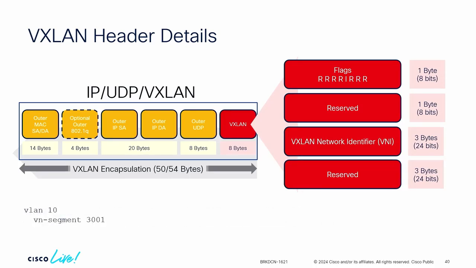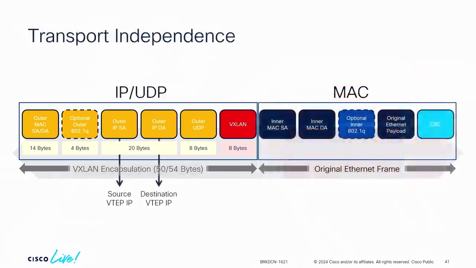Now, to configure it is pretty straightforward, right? If you configure this via the CLI, you would configure a VLAN, and then under that VLAN, you would map it to a VNI segment. And that's what the CLI looks like with NX-OS.